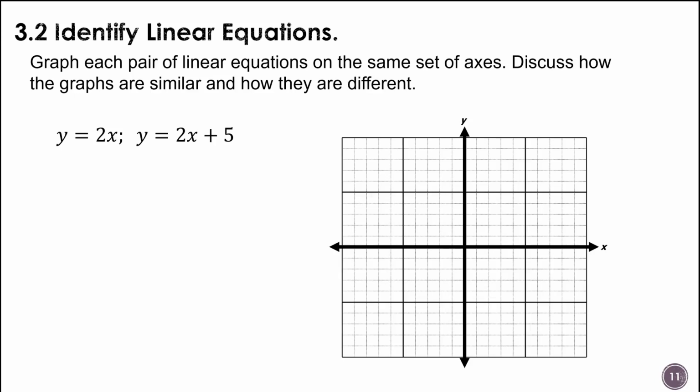Alright, so this is the last teaching video for this section 3.2, and we're going to graph two equations on the same graph, and then we're going to discuss how they're similar and how they are different. Notice both of these are solved for y, so I'm going to choose the same points for each one on the x's. I'm going to take -1, 0, and 1.